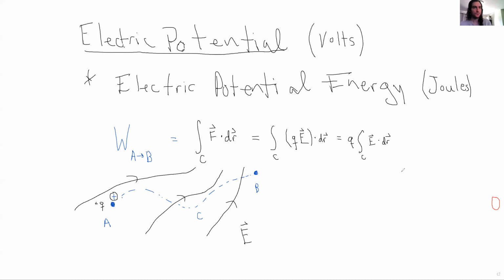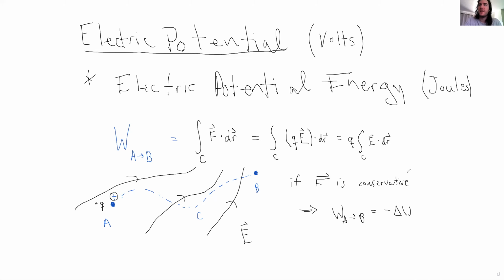Okay. Well, we said that if F is conservative, then that implies that the work from A to B is minus the change in potential energy.